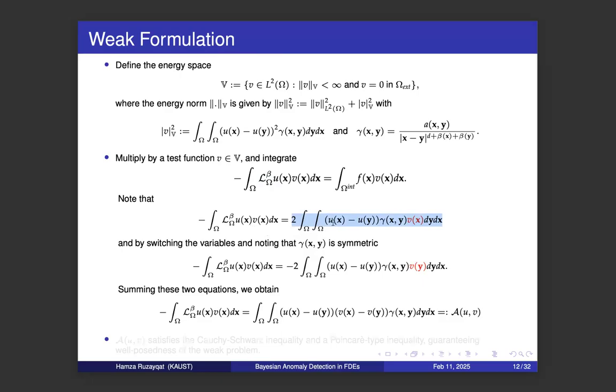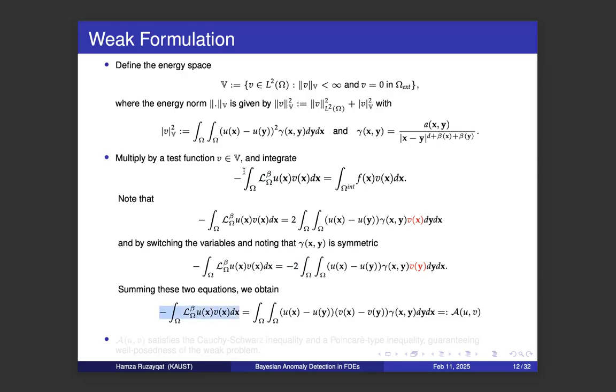Then I'm going to do a change of variables. Instead of x, I have y. Instead of y, I have x. Then also this term is now equal to -2 of this double integral of (u(x) - u(y)) gamma(x,y) v(y) dy dx. And sum the two equations and divide by 2.